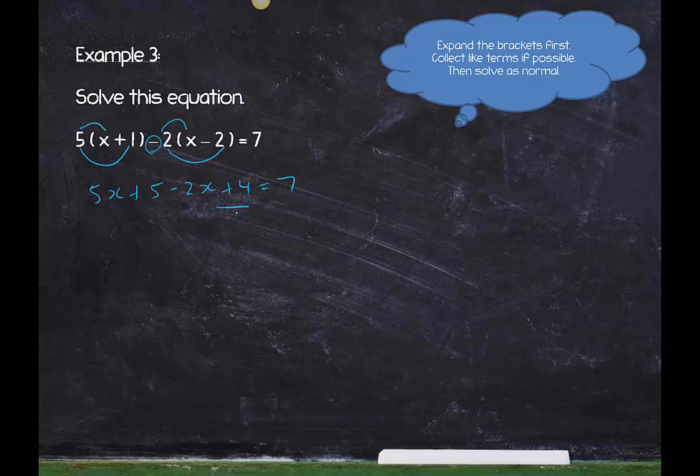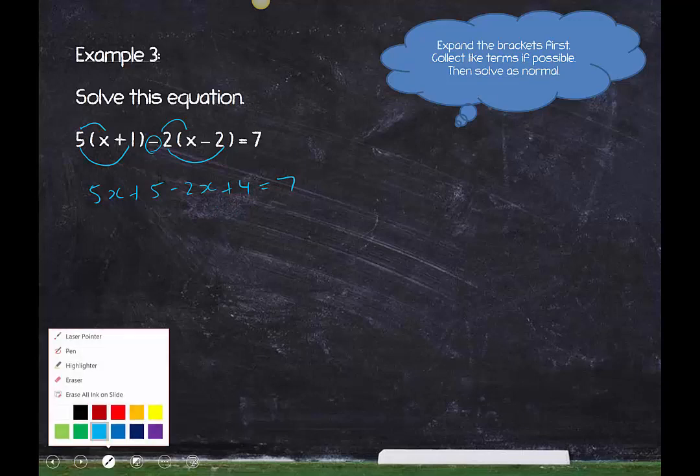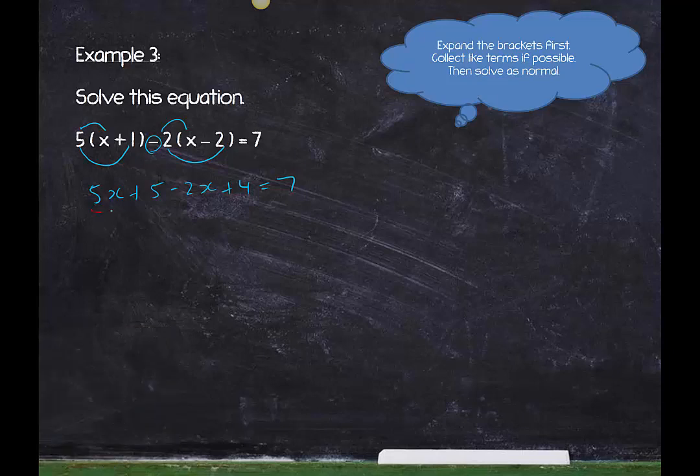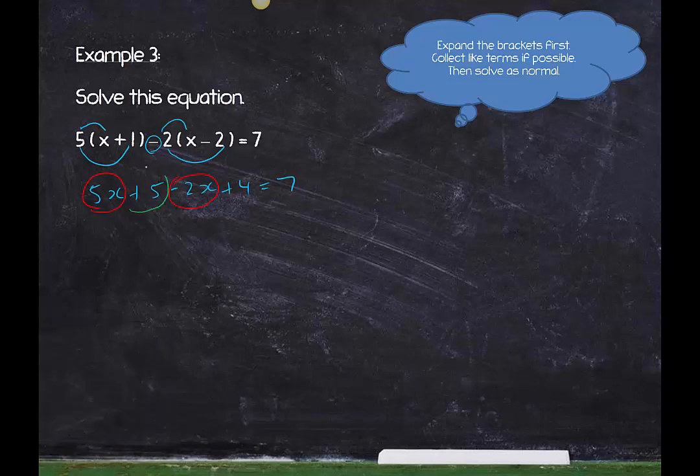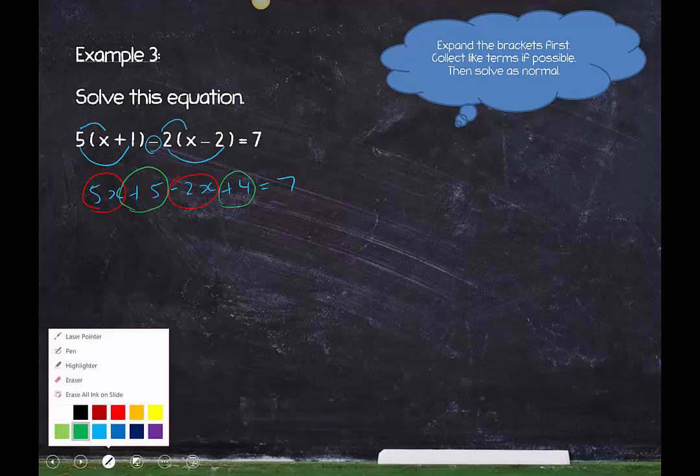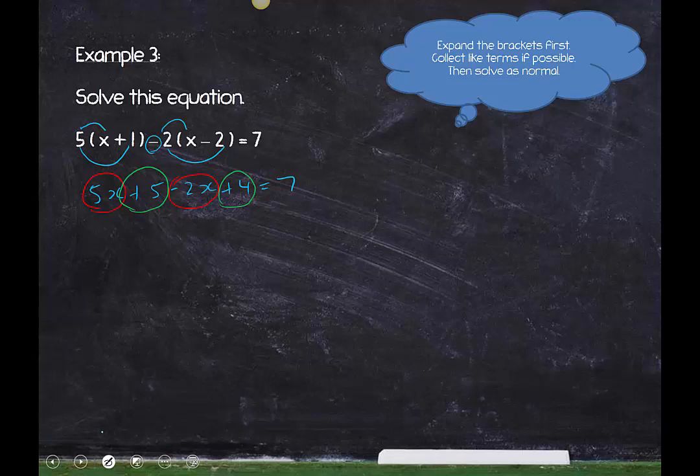Equals 7. So what we're going to do now is we're going to collect our like terms. So our like terms here are 5x. Minus belongs to the 2. Our other set of like terms are plus 5 and plus 4. Once we've collected like terms, we can then solve it. It becomes quite an easy equation.